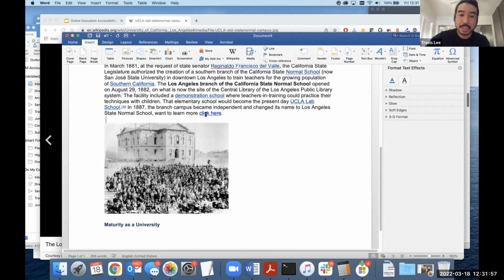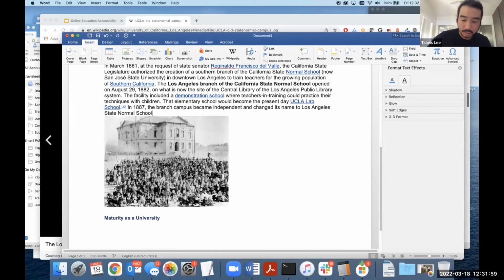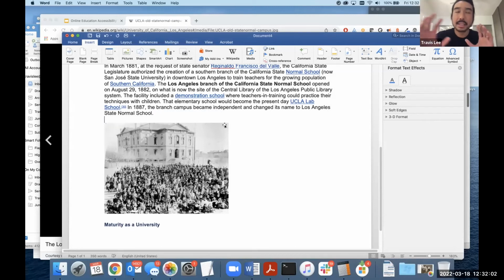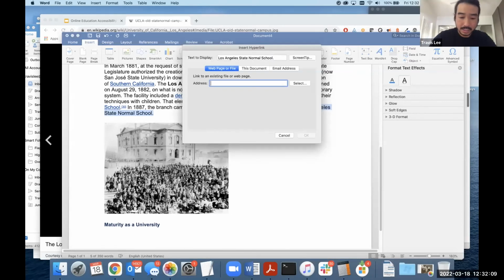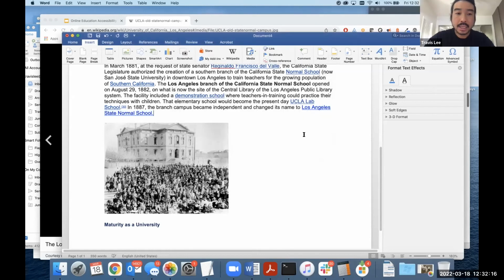So ideally, what you want to do is highlight the name of where you're going. In this case, the Los Angeles Normal School. So you highlight this and you link this school.edu. And that's how you do descriptive linking. So just look for anything that's ambiguous, like click here, read more, download, and replace it with a descriptive link. All right, that's how you do the descriptive linking.